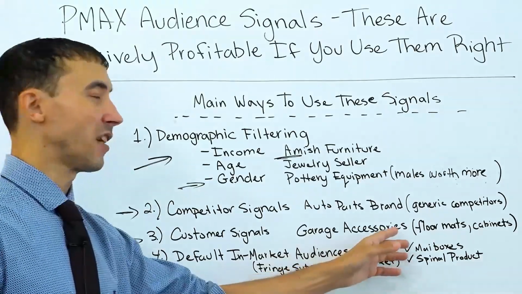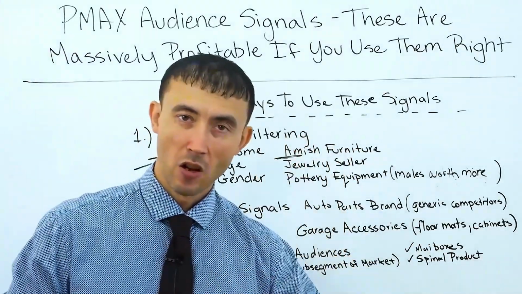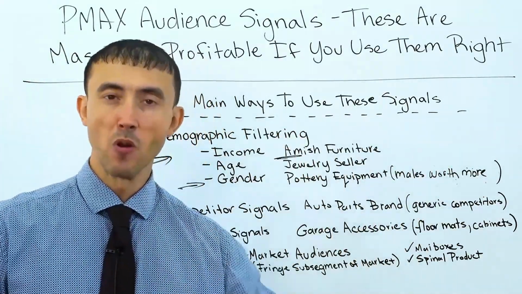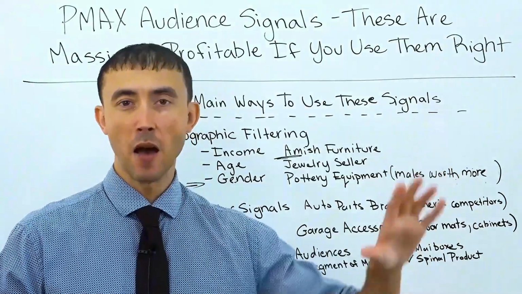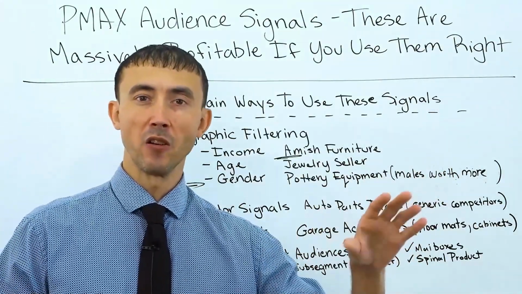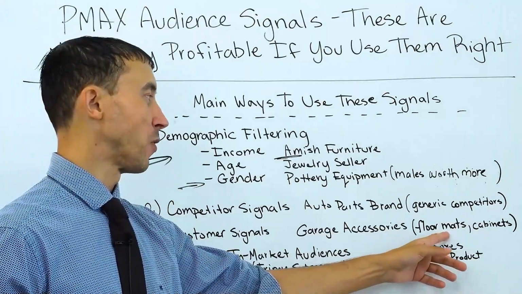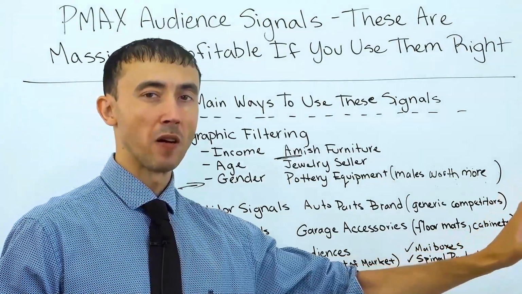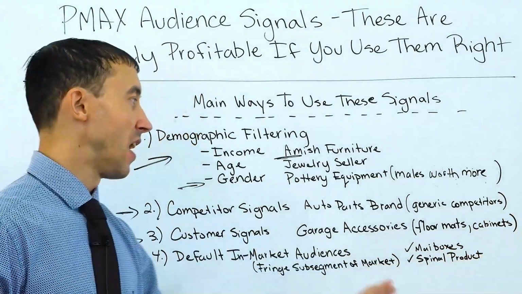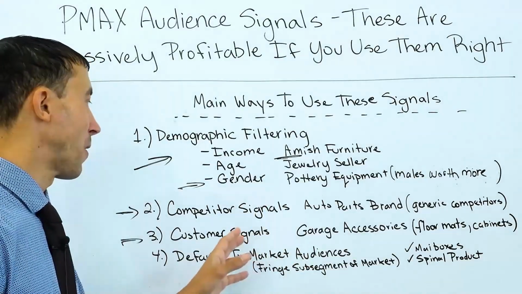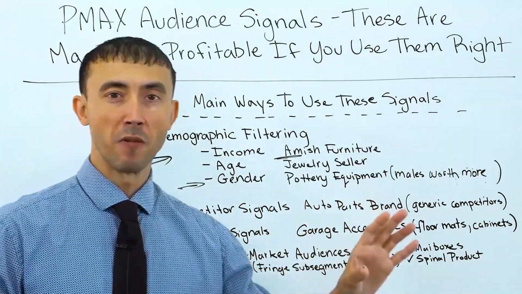We had a garage accessories company that sells products to beautify a garage: floor mats, cabinets, lifts for vehicles, stuff like that. With the customer signals, we actually created separate lists for floor mats, and then the cabinets, one of the bigger category products that they have. And that made a huge difference in the amount of ROI that we were getting from our campaigns.